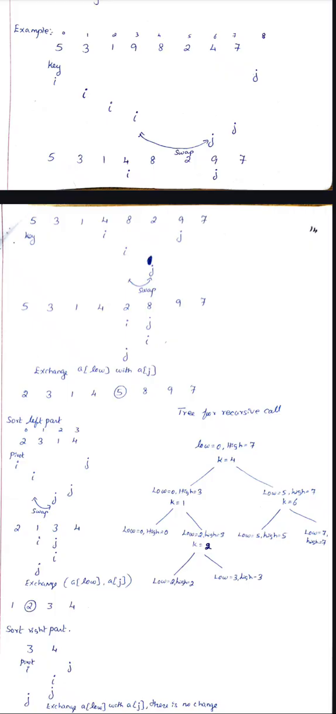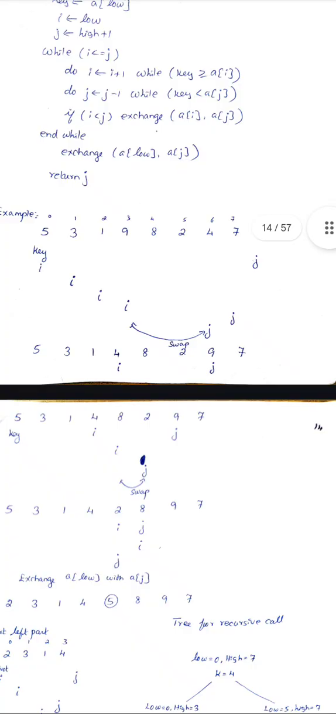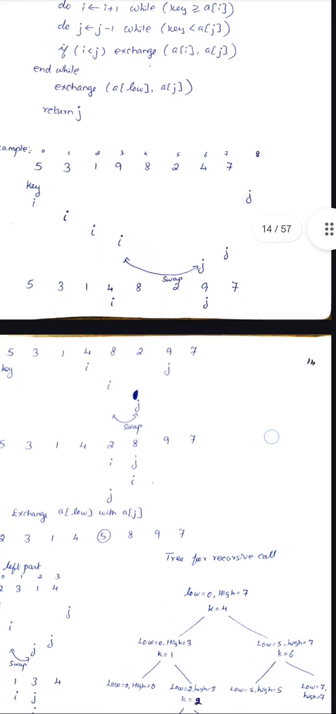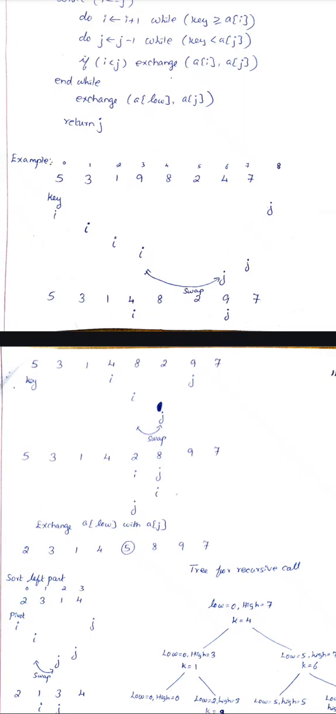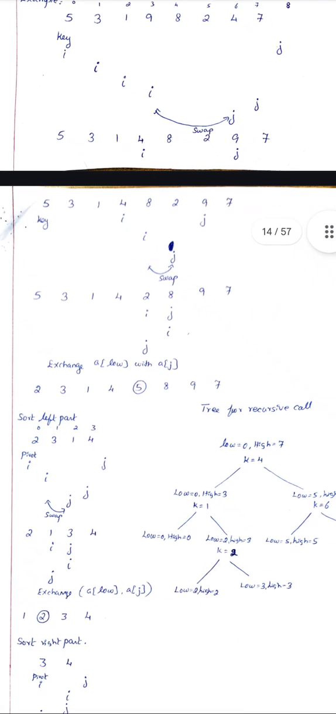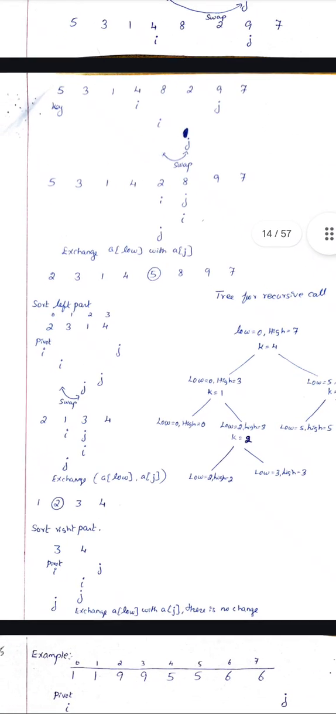First j will be considered from the 7. First, is 5 greater than 9? No, pause i there. Then is 5 less than 7? Yes. Then j minus minus. Is 5 less than 4? No. So swapping 4 and 9. Swap occurred. Then now it is at 9 again. Key i is at 4, j is at 9.